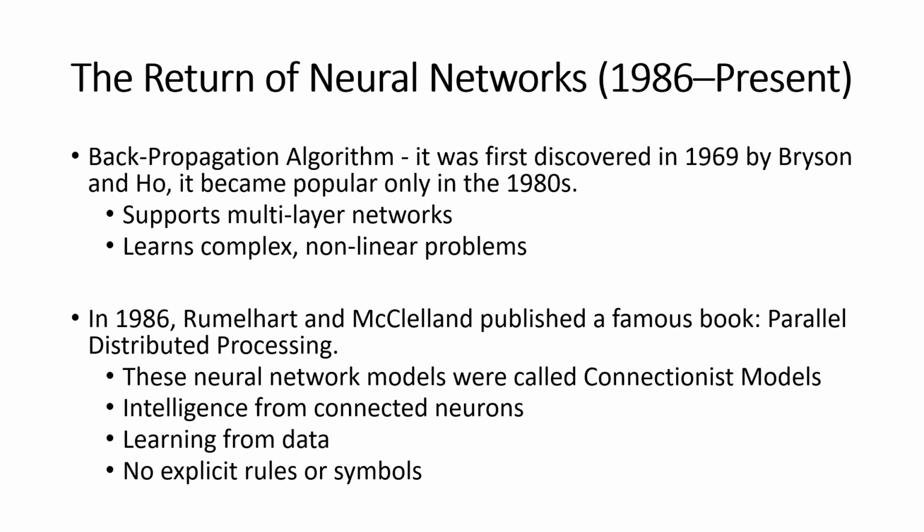And in 1986, Rumelhart and McClelland published a famous book, Parallel Distributed Processing. This book spread the neural network idea worldwide and created huge excitement. These neural network models were called connectionist models. Symbolic AI focused on rules and symbols, while connectionist AI focused on learning from data. So today we understand that both approaches are important and they are complementary.